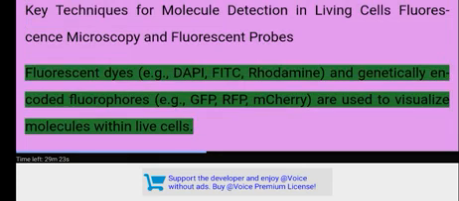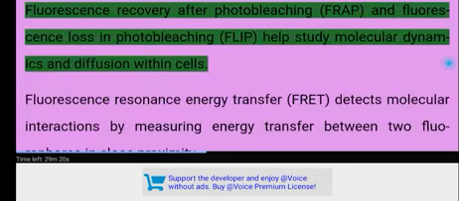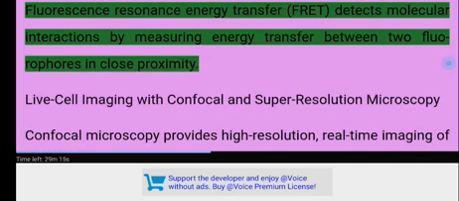Fluorescent dyes, e.g., DAPI, FITC, rhodamine, and genetically encoded fluorophores, e.g., GFP, RFP, mCherry, are used to visualize molecules within live cells. Fluorescence recovery after photobleaching (FRAP) and fluorescence loss in photobleaching (FLIP) help study molecular dynamics and diffusion within cells. Fluorescence resonance energy transfer (FRET) detects molecular interactions by measuring energy transfer between two fluorophores in close proximity.